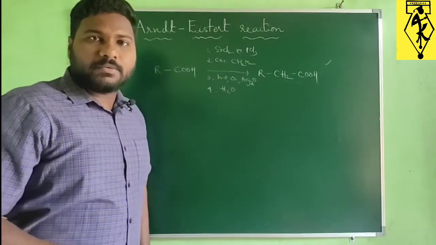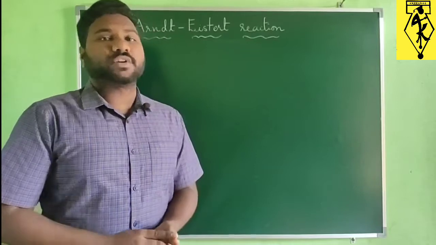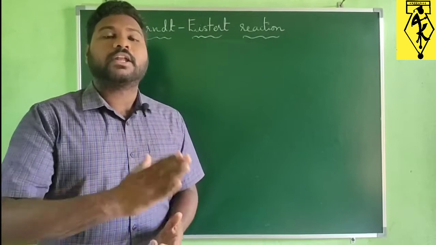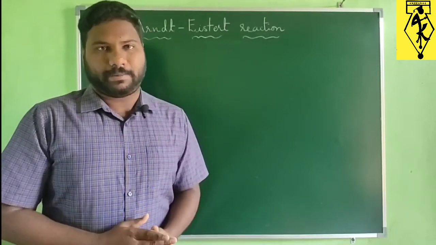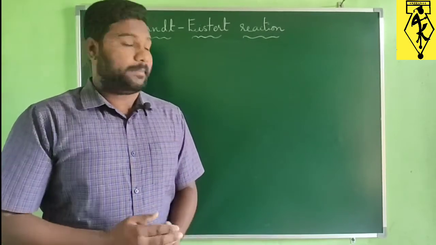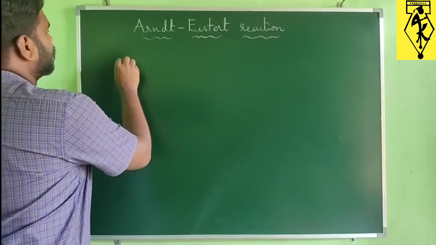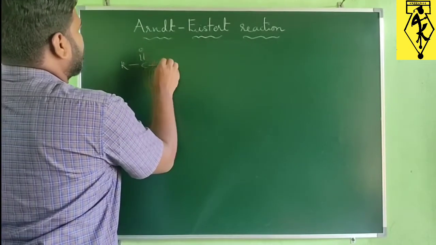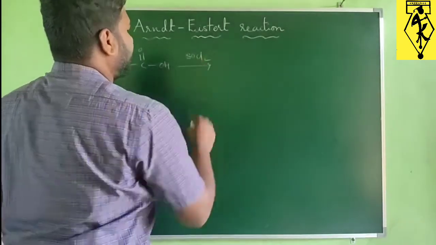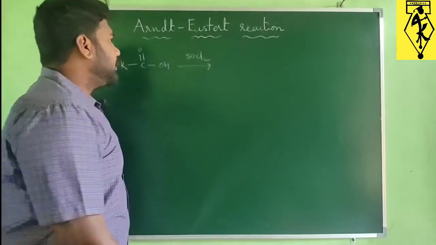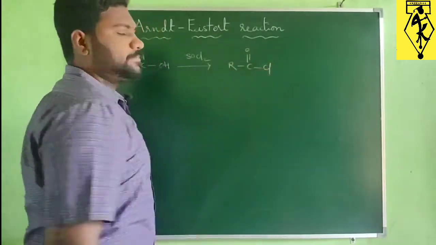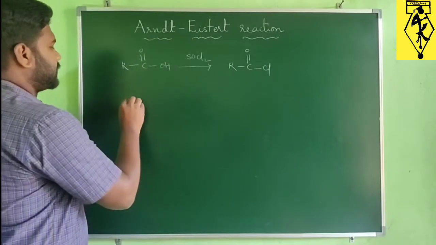We'll discuss the mechanism now. In the first step, the acid is converted into acid chloride by using chlorinating agents such as thionyl chloride, or PCl3. We can use any reagent to convert acid to acid chloride. We'll see that step. So carboxylic acid, in presence of thionyl chloride, is converted into acid chloride. Now we'll discuss its mechanism.